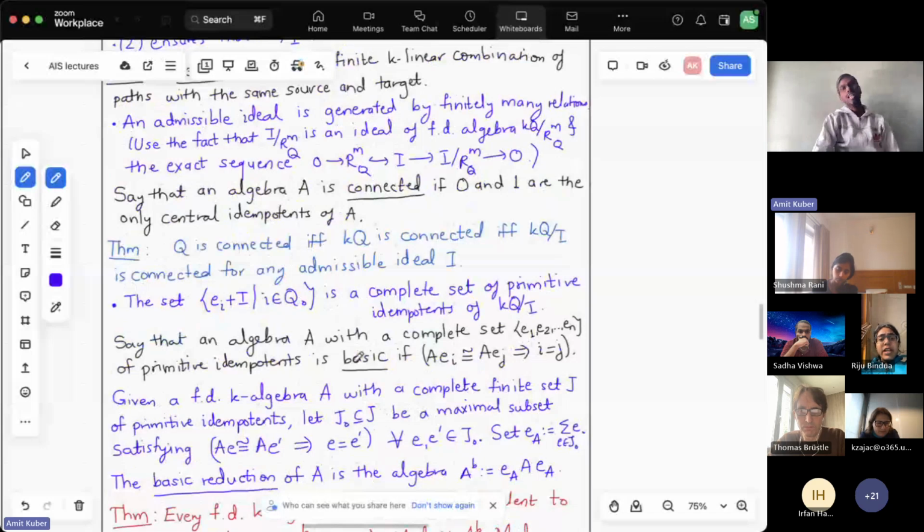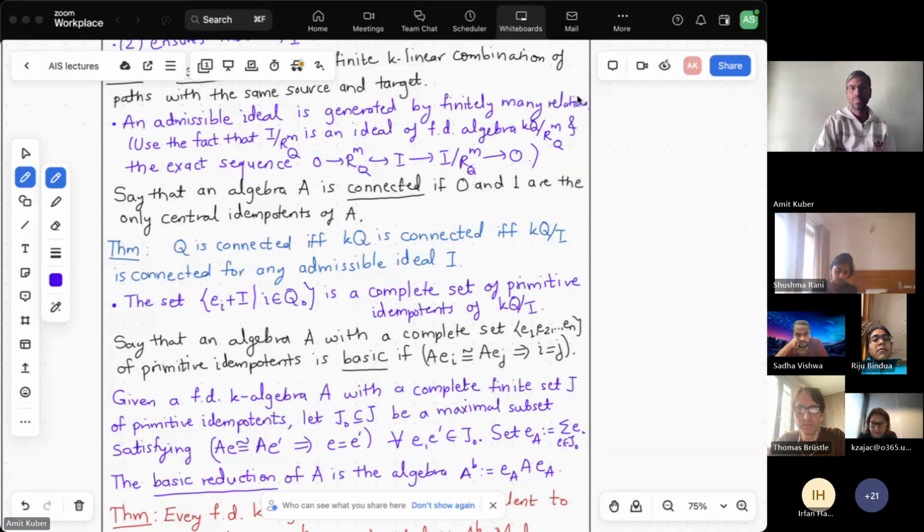Now comes an important definition. An algebra with a complete set e_1 to e_n of primitive orthogonal idempotents is a basic algebra if it satisfies this condition. Take the left ideal generated by e_i and the left ideal generated by e_j. If they are isomorphic, then it should imply that i and j are equal. So if this condition is satisfied, then we'll say it is basic.